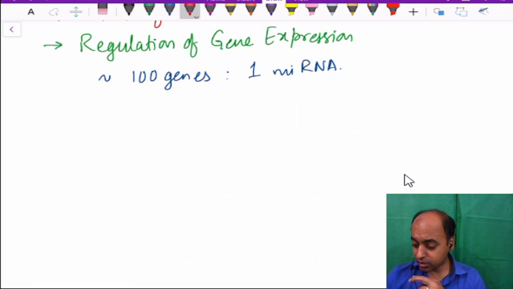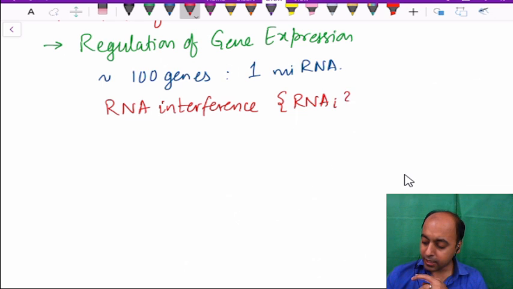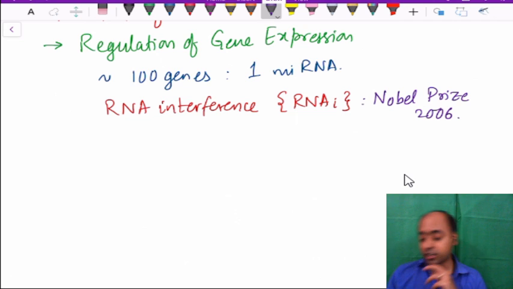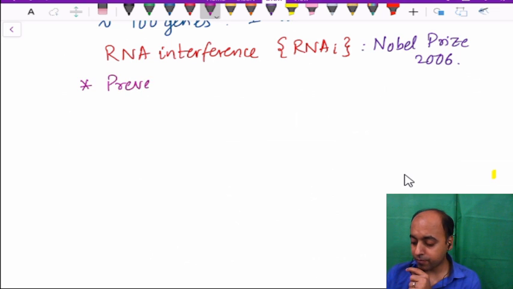How does this regulation work? The regulation works by what is known as RNA interference, simply written as RNAi. The Nobel Prize for the discovery of RNA interference was given in 2006. When I say RNA interference, what exactly do I mean? RNA interference implies it is going to prevent the translation. It will interfere with the translation.